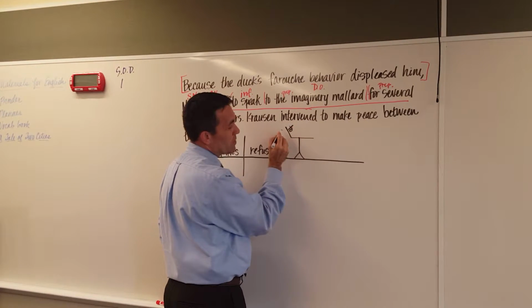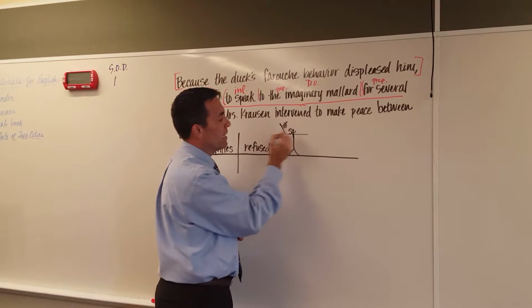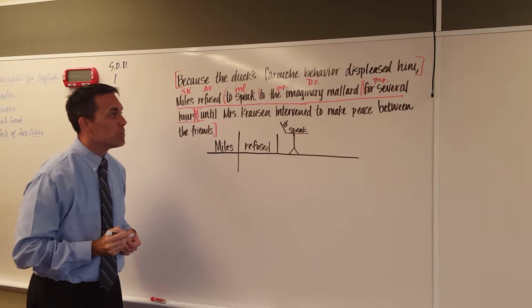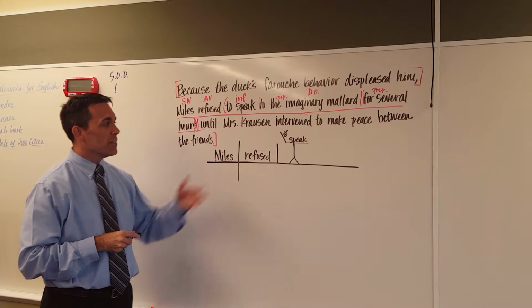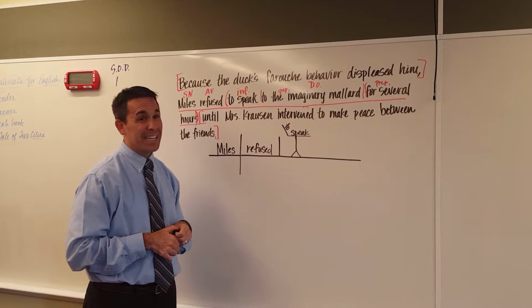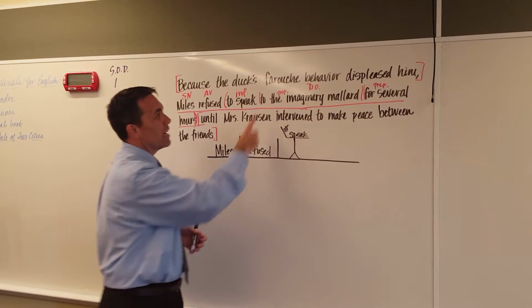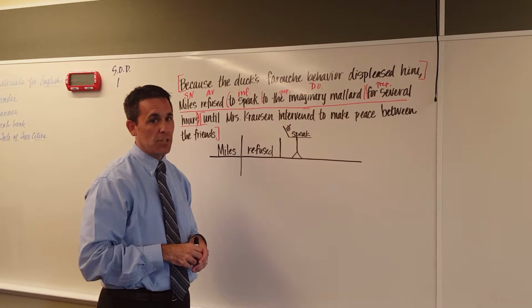My infinitive goes on the slanted line, and then the to goes on the slanted line, and the verb goes on the horizontal line, to speak. The funny thing about infinitives is that even though this is functioning as a direct object, because it's an infinitive, it can also take a direct object. In this case, I don't have that because I've got two prepositional phrases, and prepositional phrases cannot be direct objects.